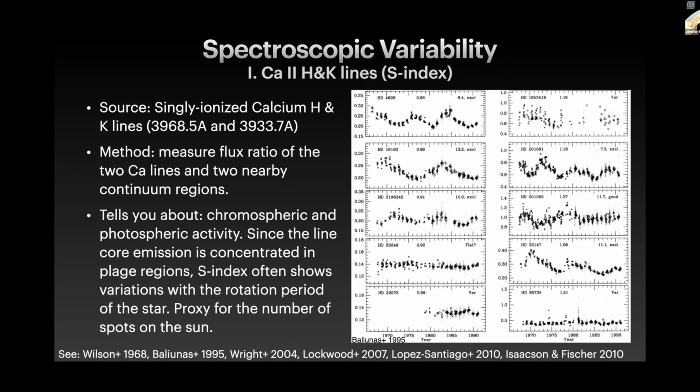And it turns out that when you look at the results of long-running S-index or S-value surveys, like the Mount Wilson survey, there are periodic signals everywhere, especially for sun-like stars. So this figure from Baliunas et al. 1995 shows the S values for just a handful of the stars that were tracked at Mount Wilson. And you can see periodic or at least quasi-periodic signals present in the majority of the stars presented here.